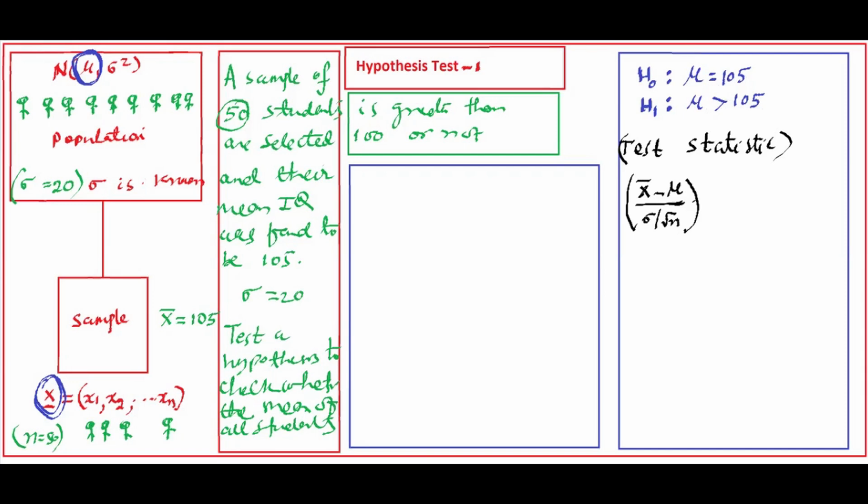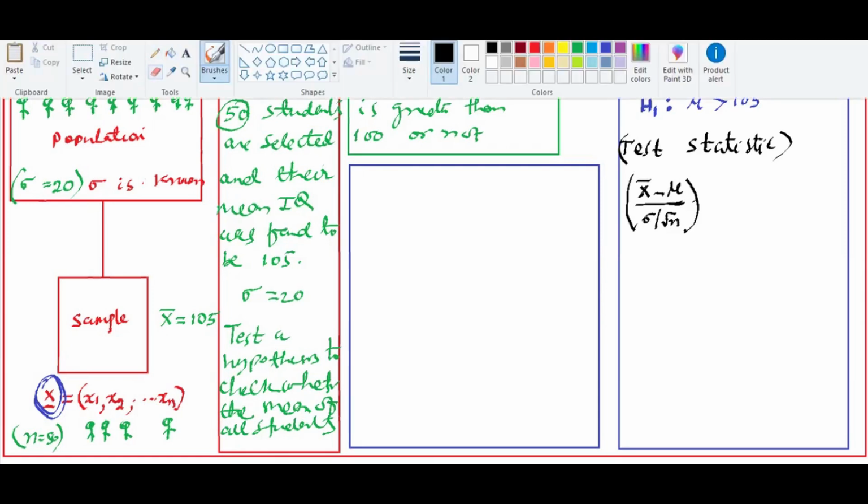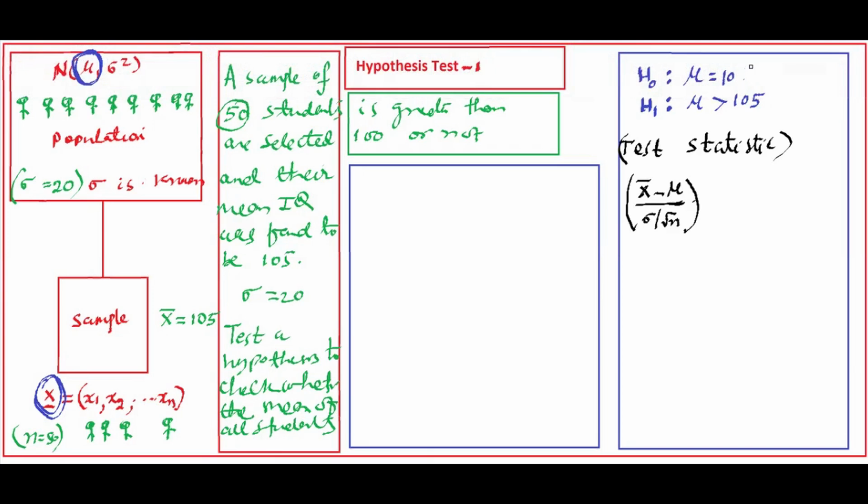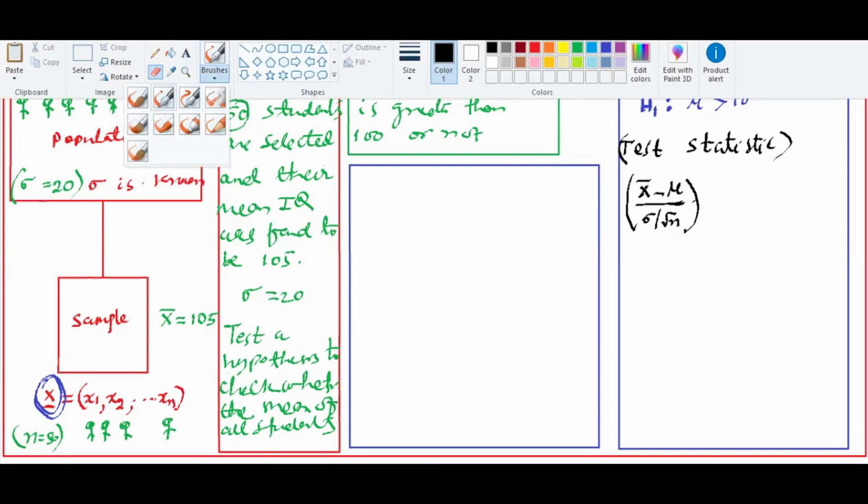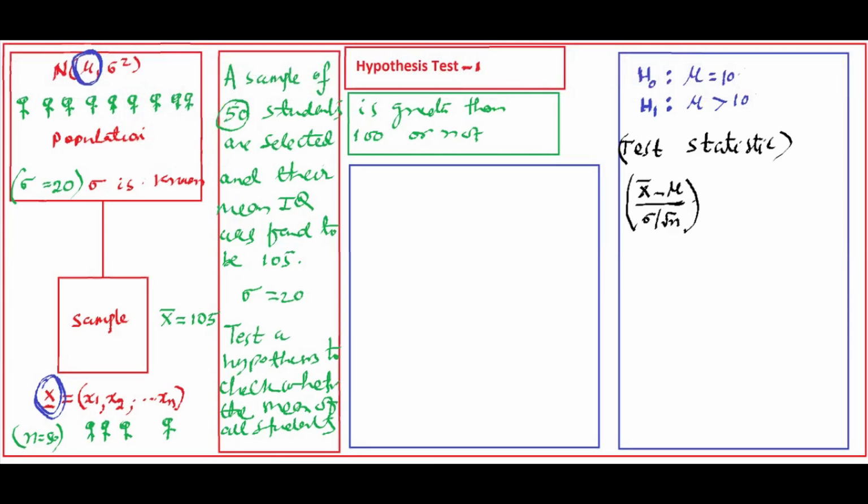Yes, tell me. From the question, under the hypothesis test, you said is greater than 100 or not. No, you wrote 100. Okay, we'll take it 100. So let me change this to 100. Okay. This is 100. So you can test for 100. You can test for 105. You can test for 110. You can check for 1000 also. You can test for 1000 whether mu is 1000 or mu is greater than 1000.